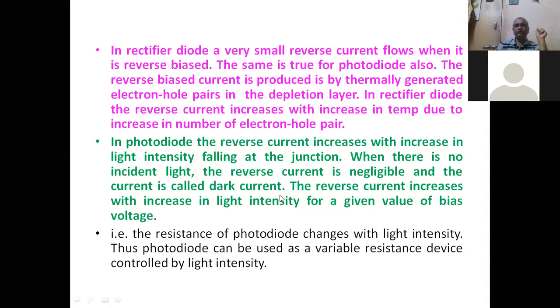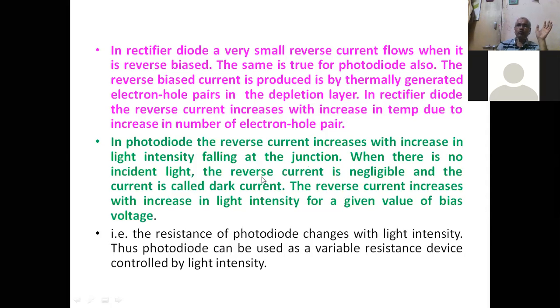And in a photodiode also there is a reverse current, but in an ordinary diode the reverse current increases with temperature. In a photodiode the reverse current increases with an increase in light intensity. Remember, the resistance of the photodiode changes with light intensity. That means if the intensity increases, the resistance of the photodiode decreases, and hence the current increases.